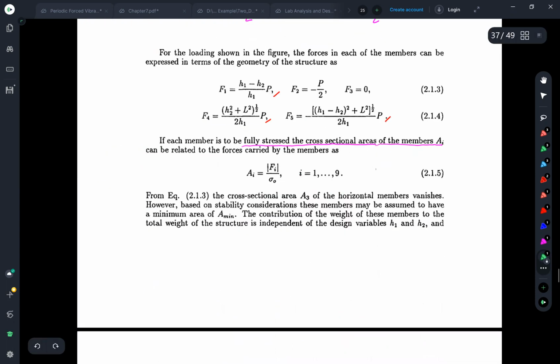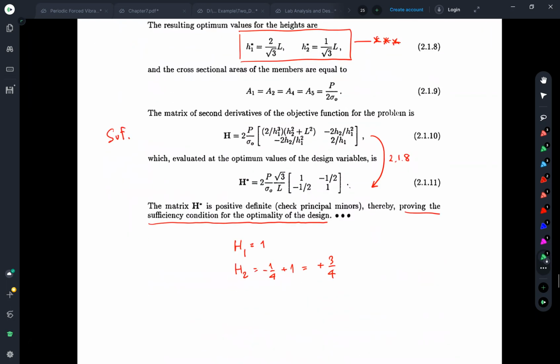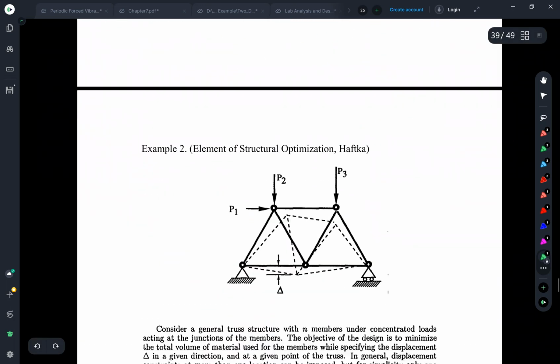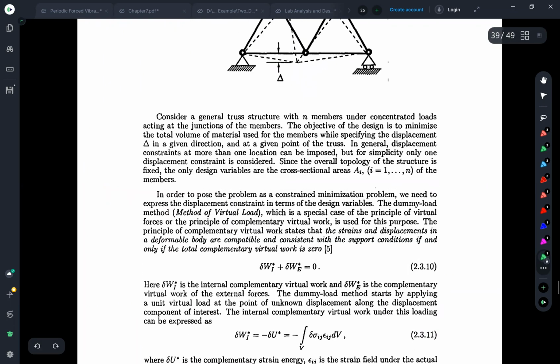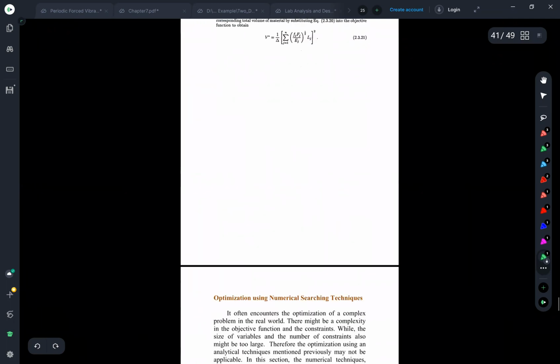Okay, let me move a little bit. Oh, it's 10:30. Why don't I stop here? And next time I will finish this chapter about the optimization.